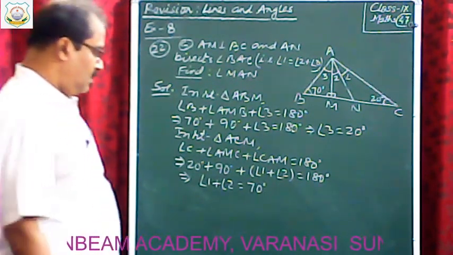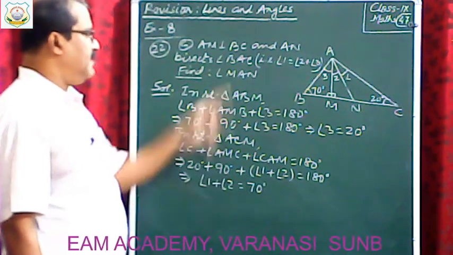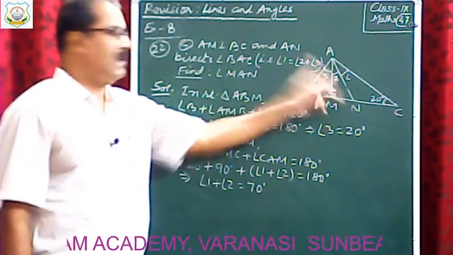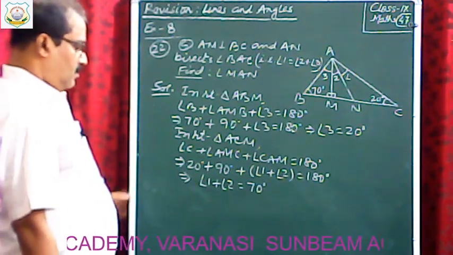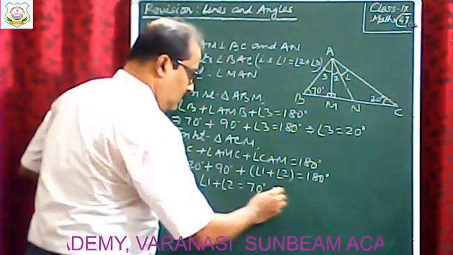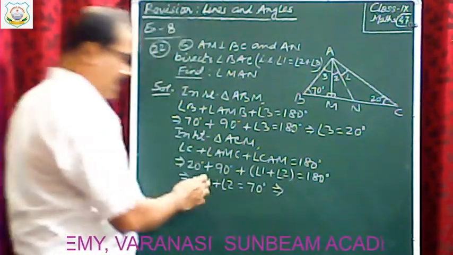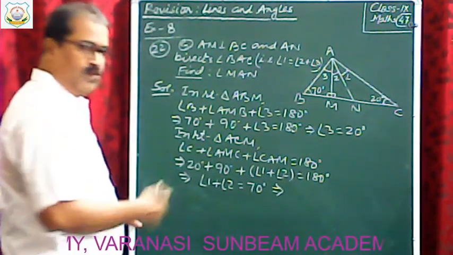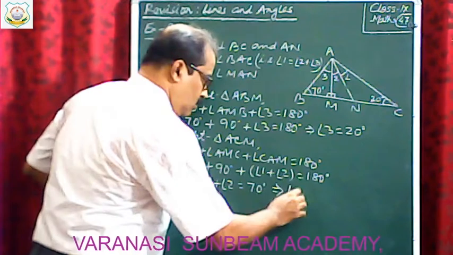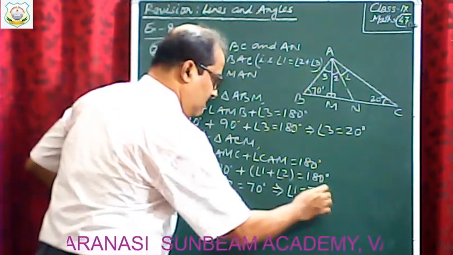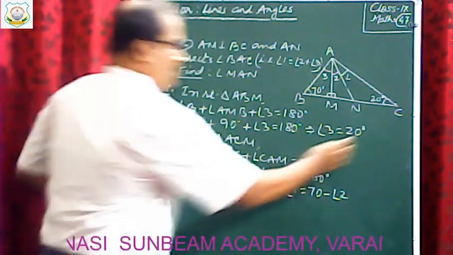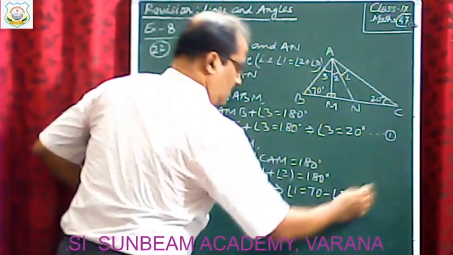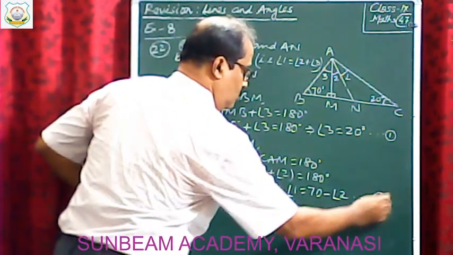We required angle is angle 2. Angle 2 is angle MAN. Angle 2 you have to find out. So you have to express angle 1 in terms of angle 2, because angle 2 you have to find out. So angle 1 equal to 70 minus angle 2.